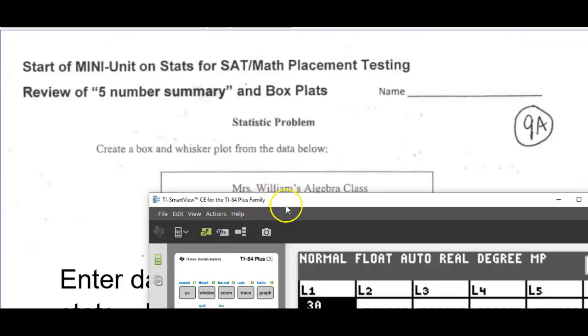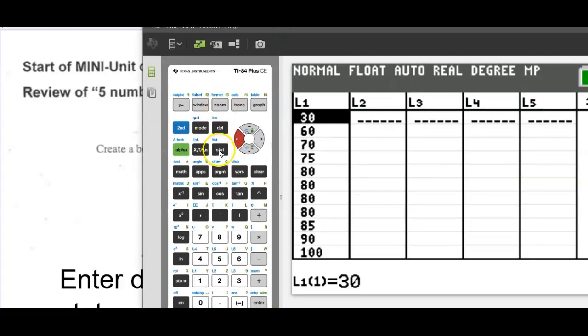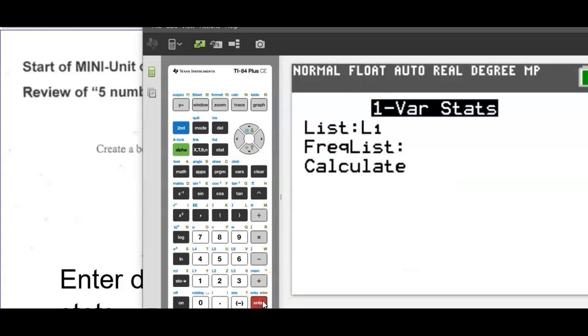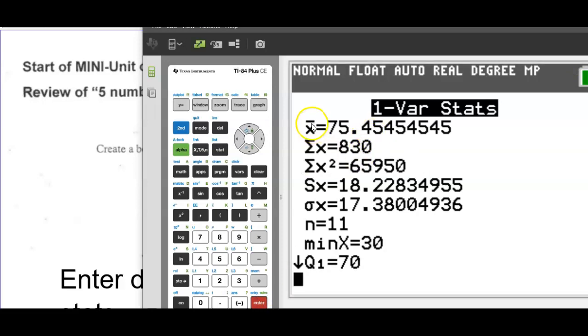All right. Then once you have the data in, we are going to go stat, right arrow, and the very first choice here is one variable stats, and that's what we want. Going to hit enter. We do not want a frequency list, so make sure that's blank if this option comes up on your calculator. Then calculate. Real important here, if you're not in AP stats, this X bar, it's called, is the mean. So the mean or the average, where they added them up and divided by how many tests were given, is 75.45. This is the sum of all the test scores.